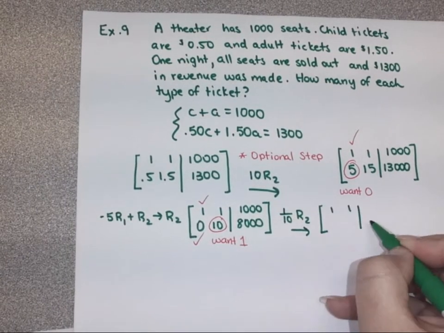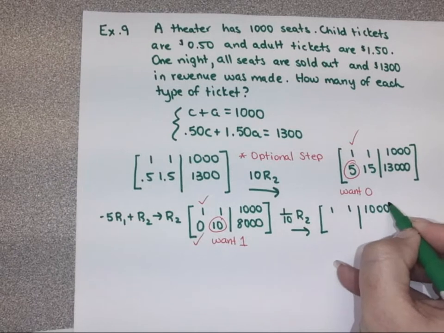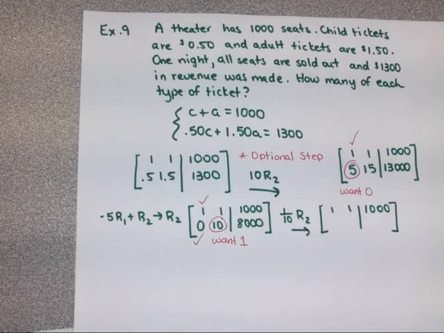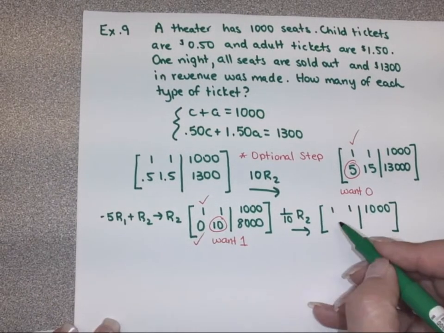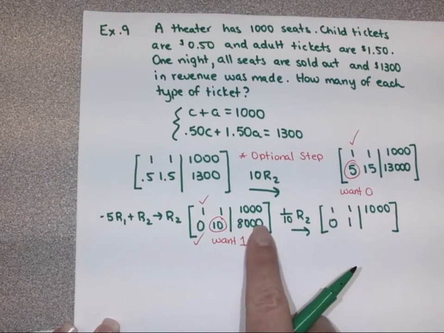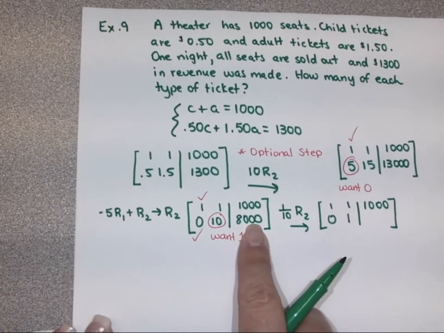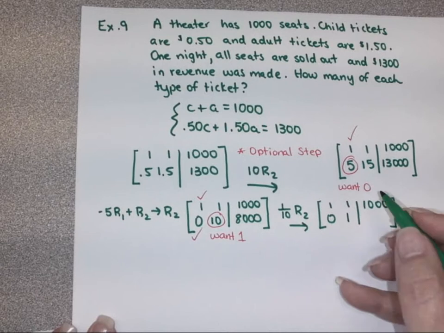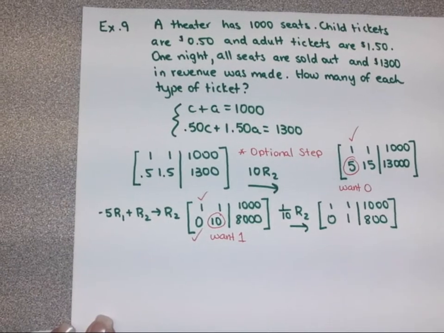So always make sure you're doing one of the 3 row operations. Remember, our 3 row operations are row swaps, multiply the row by something, or add a multiple of another row to a row. So divide by 10, you get 0, 1. What about this by 10? Just move the decimal place once, so it would be 800.